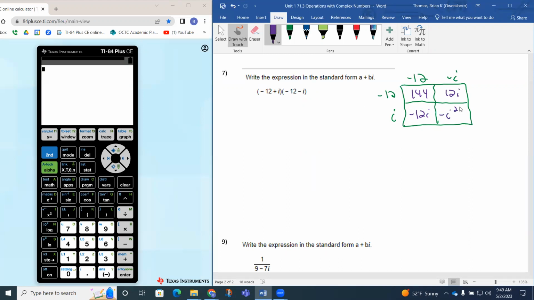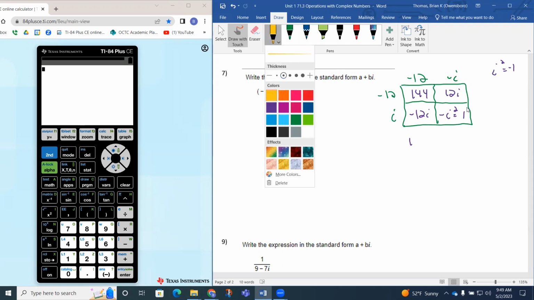So as we move through this, the one thing we have to pick up on is this i squared, again, represents a -1. So what we're actually doing is taking the opposite of a -1. So what we have then is this 144. So the opposite of -1 is actually going to equal 1.